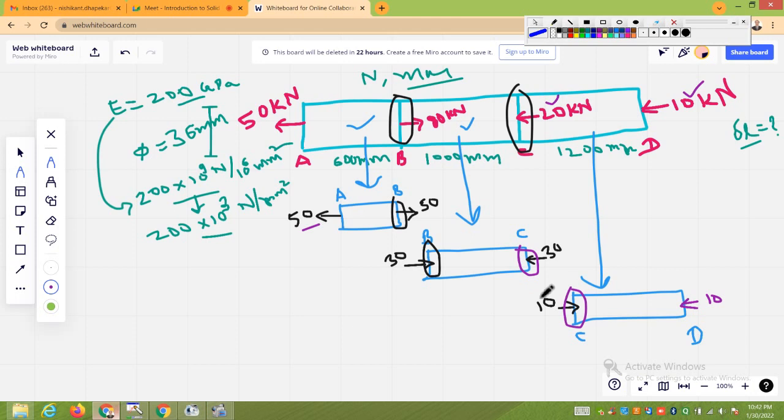Now if you refer to my previous lecture on compound bar, you have the equation to calculate the change in length for each section. So the equation for delta L is PL upon AE. You will get the derivation of this also in my previous lectures.